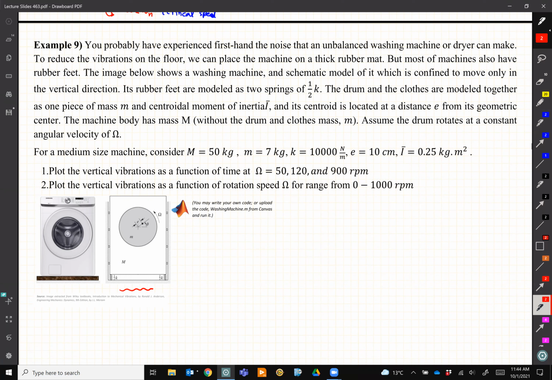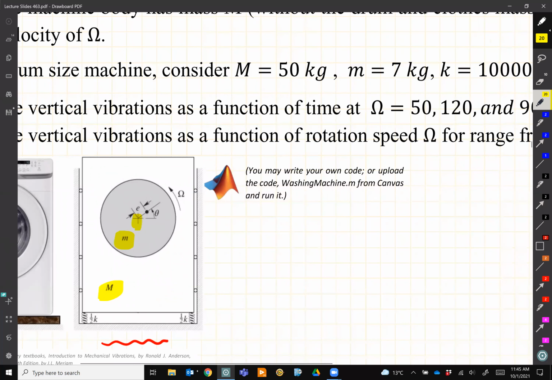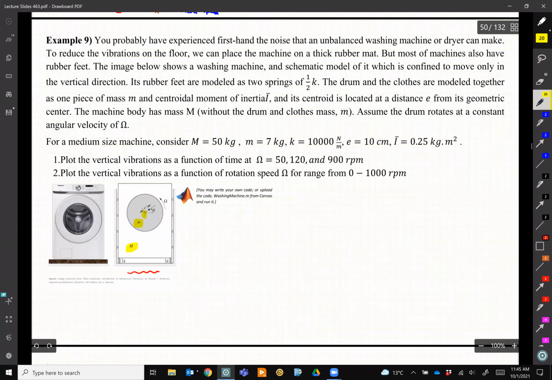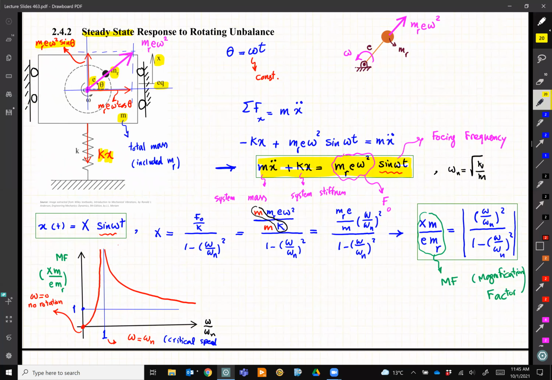So the whole story is we have a mass M of this machine. Inside that, there is the drum and the cloth inside it with mass m, and they are rotating, but they are not at the center. The center of that is not at the center of rotation, so it causes that extra eccentric rotation, right? Which is exactly similar to what we had here. So you should be able to develop the equation and see how it looks.